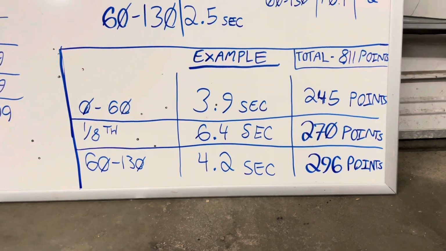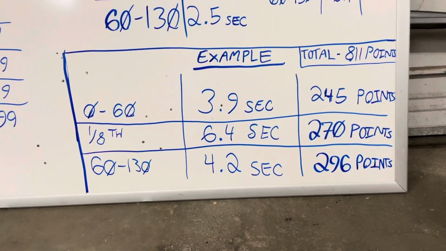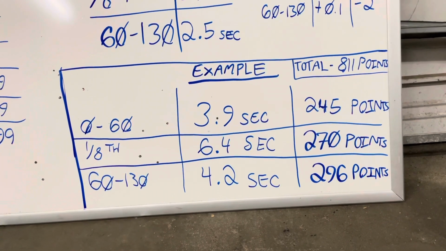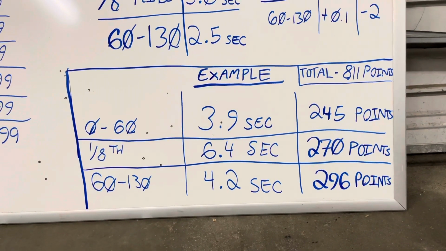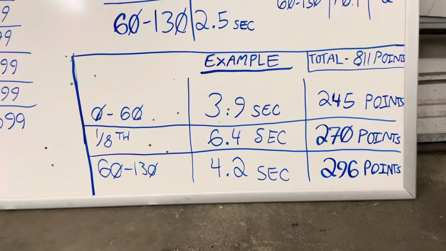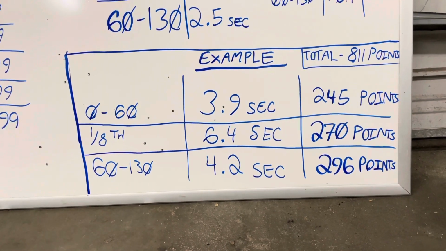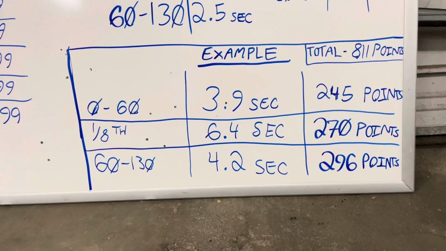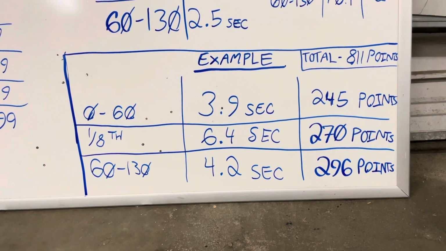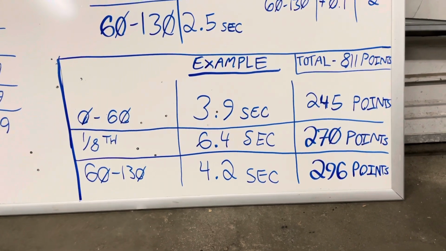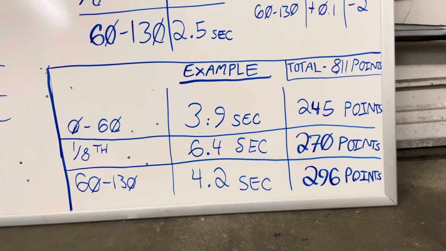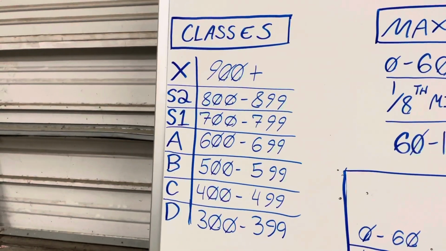For an example, a 0 to 60 of 3.9 seconds would get you 245 points. An eighth mile at 6.4 seconds would be 270 points. A 60 to 130 of 4.2 seconds is 296 points, for a total of 811 points, which would put you up into S2 class.